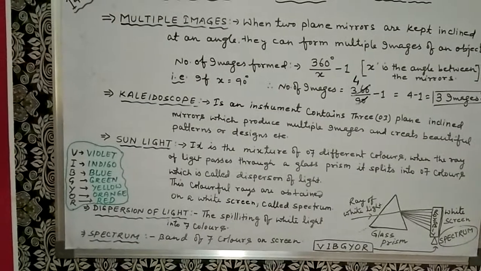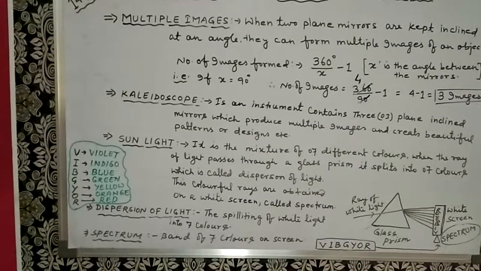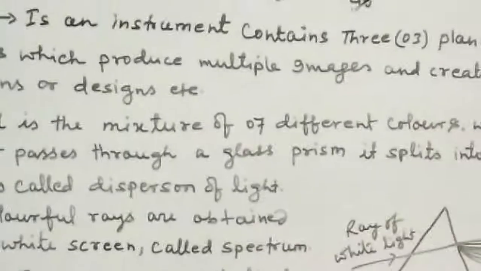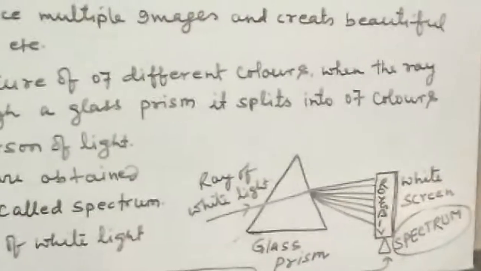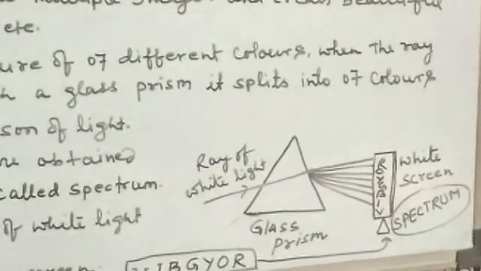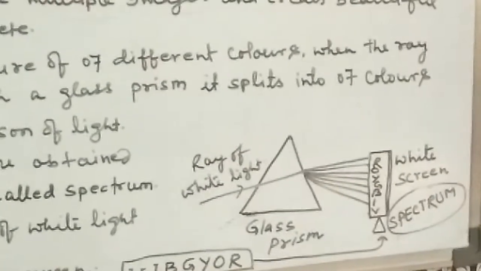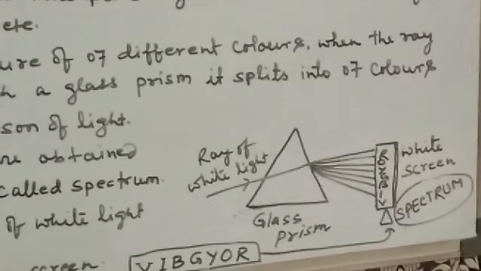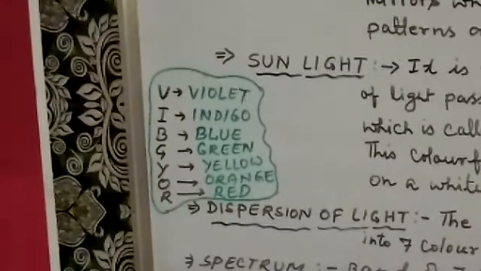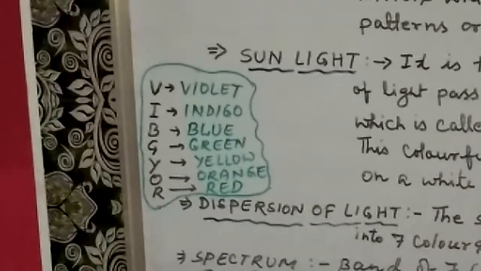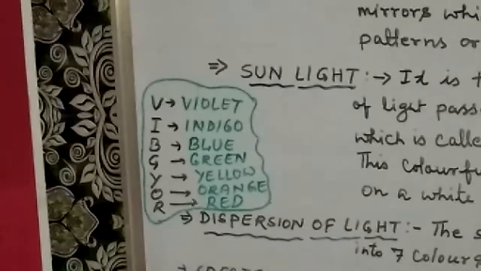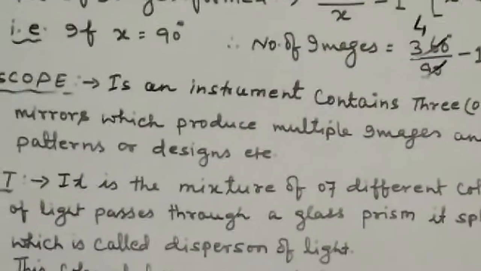Let me focus the figure, because the figure part is very important. This is the figure part. You can see this figure. A ray of white light passes through the glass prism and is split into 7 different colors. From bottom, V, I, B, G, Y, O, R. The name is written, and the full form of these colors is written here. V for violet, I for indigo, B for blue, G for green, Y for yellow, O for orange, R for red. So just go through, try to understand.